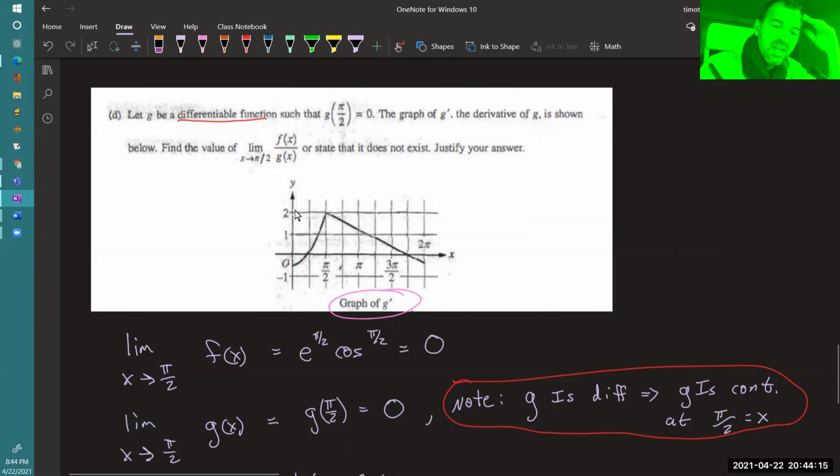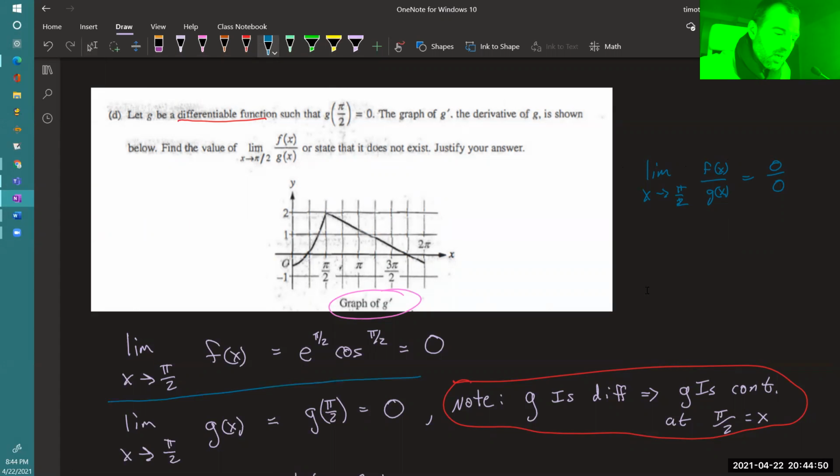I've heard, by the way, that if you write this, this is not valid. This is limit as x equals pi over 2 of f of x over g of x equals 0 over 0. A lot of people write this, but apparently you may or may not. Some people have told me that if you simply write this, you're going to lose points. You actually have to write them separately like this. It's crazy, right? But they want it written separately.